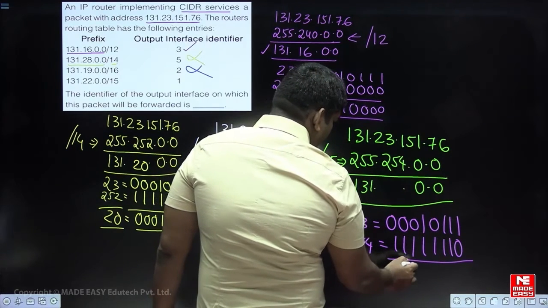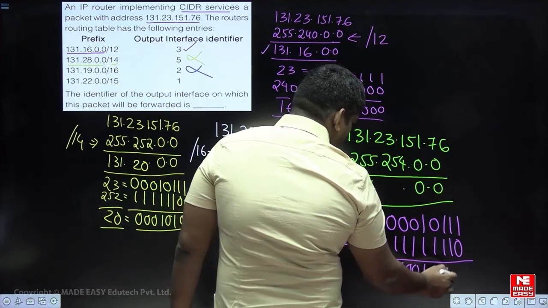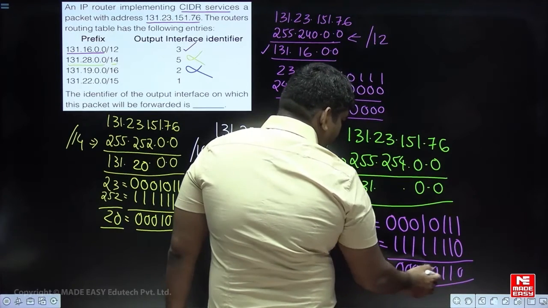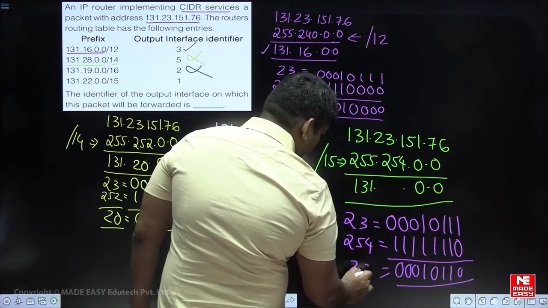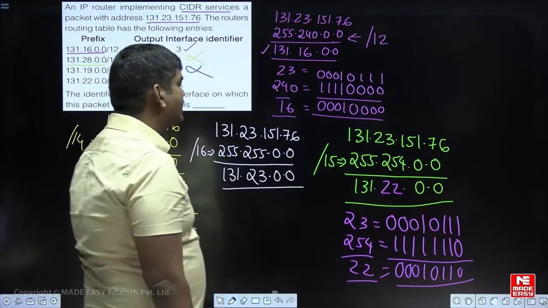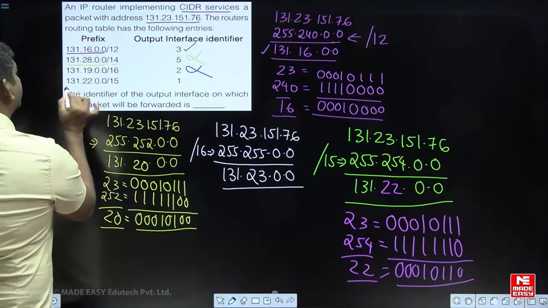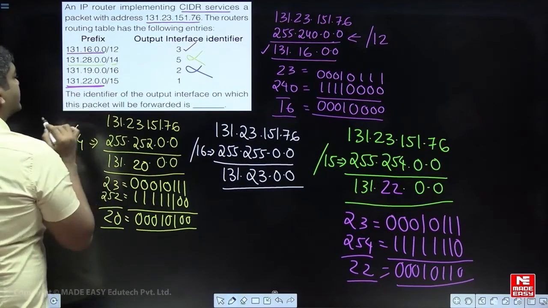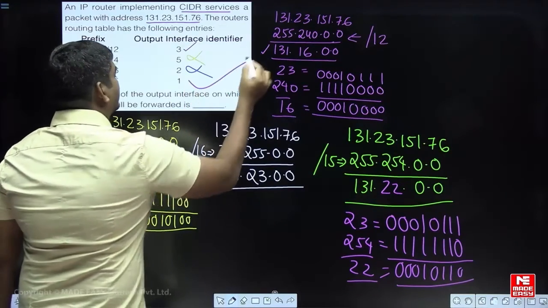So this is nothing but 0 0 0 1 0 1 1 0. It is 16 plus 6, how much? It is 22. So you can substitute 22 here. Now you can see that number, is it matching with this interface ID? Absolutely yes. So now you can forward via interface 2.